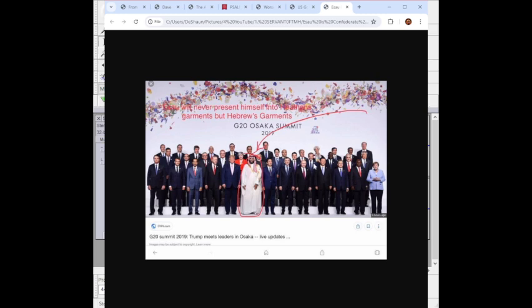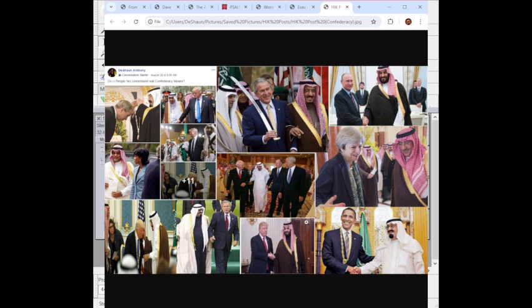These people are confederate. They are all confederate. Do you people not understand what confederacy means? They're confederate with one another.